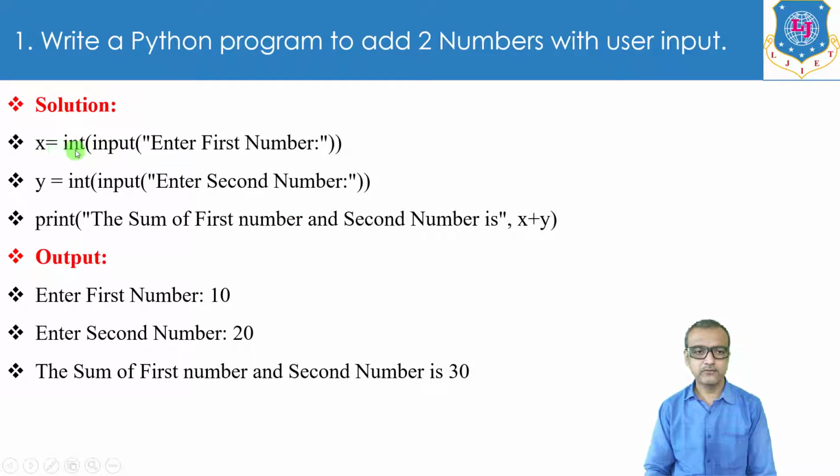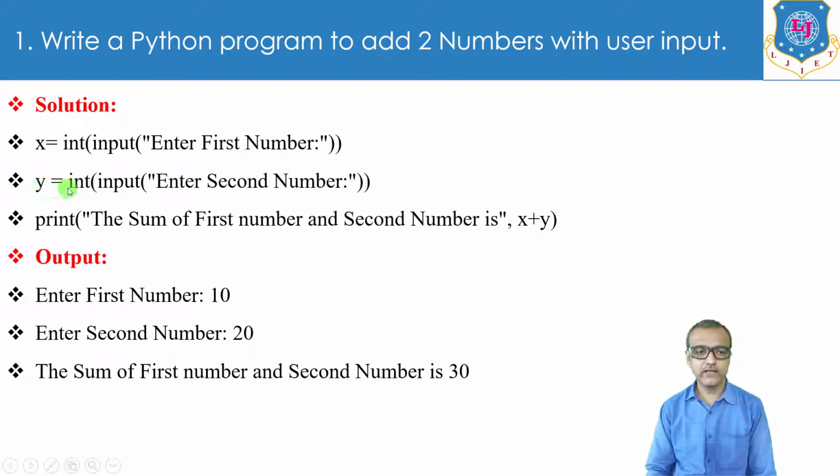x equals int of input, enter first number. With the help of the input function, the user can enter a number, but it will always give us a string as its data type. So with the help of this int, we are going to convert the string data type into an integer value.